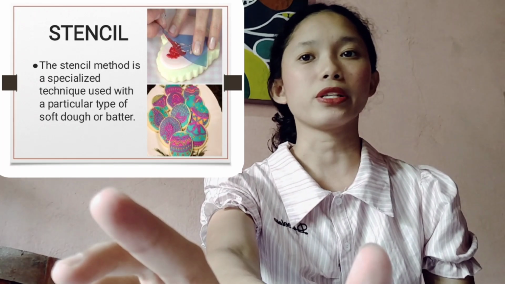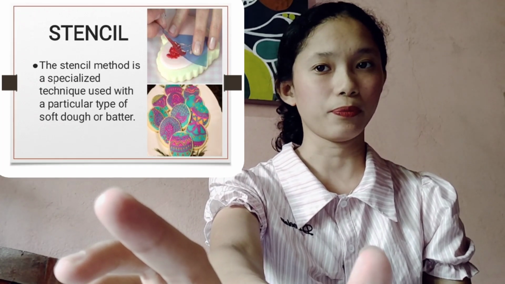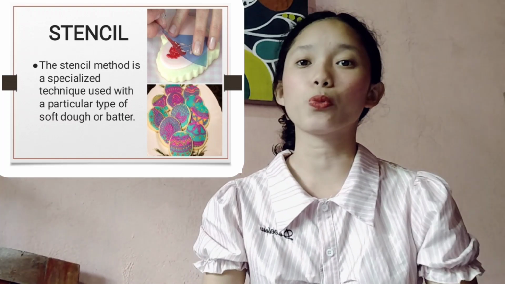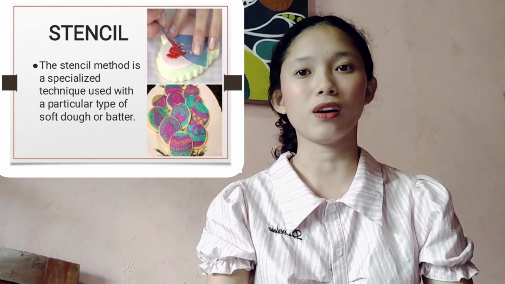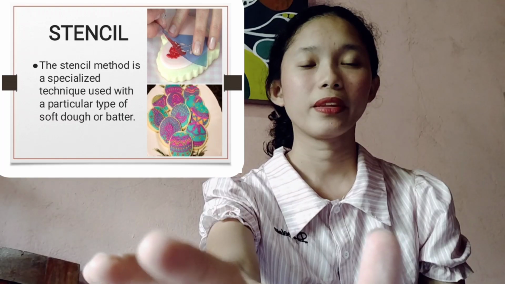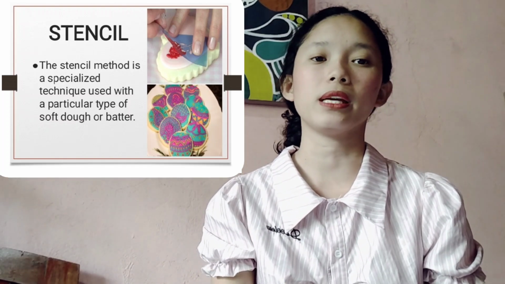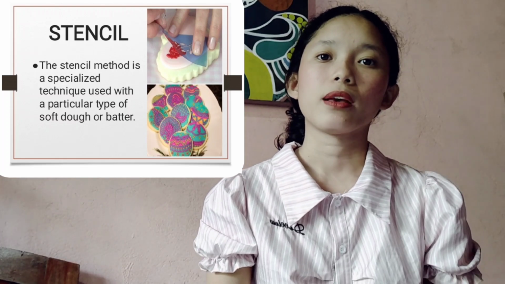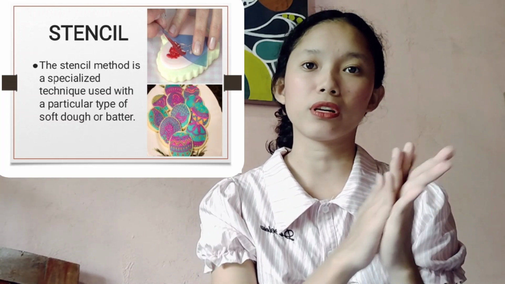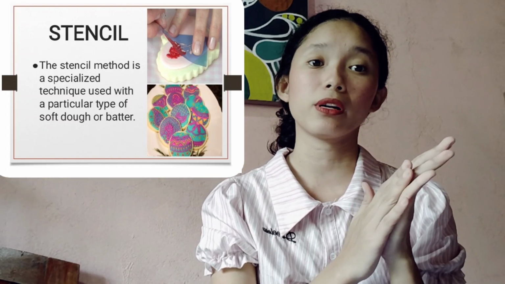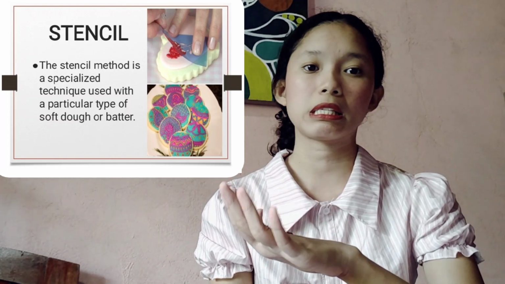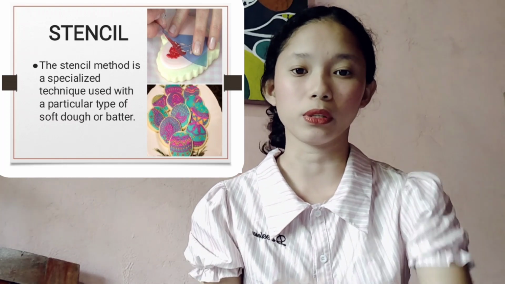And the last one is the stencil. The stencil method is a specialized technique used with a particular type of soft dough or batter. As we can describe the cookie in the picture, the baker used a stencil paper and then the design was placed there and then it is transferred to the cookie.